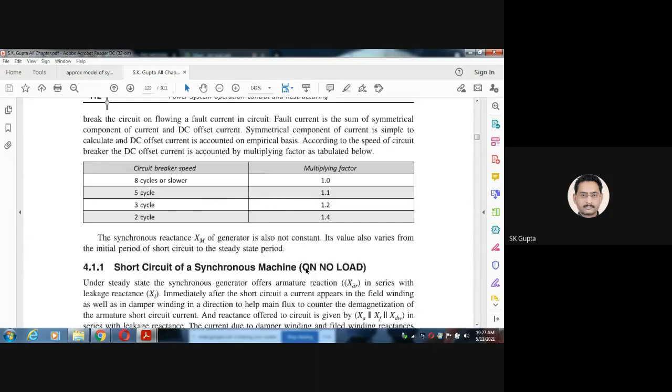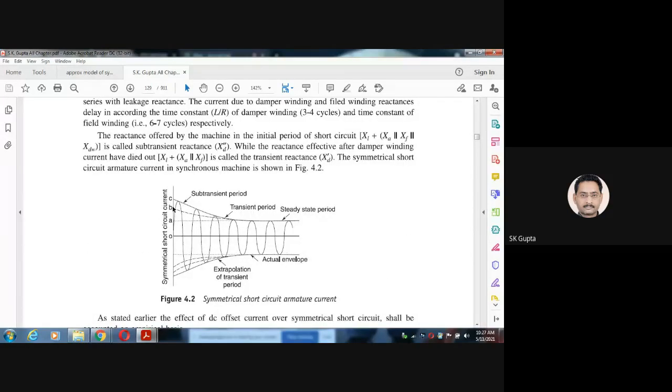But this reactance is changing. In the beginning, the reactance is low because all are in parallel, so this current will be high. Sorry, the symmetrical component of current will be high. We are not talking about the transient. We call it the symmetrical component of current during the subtransient period. Then the current during the transient period will be like this. Finally, the steady state current will be like this. So this is the current at different intervals without considering the transient, without considering the natural component.